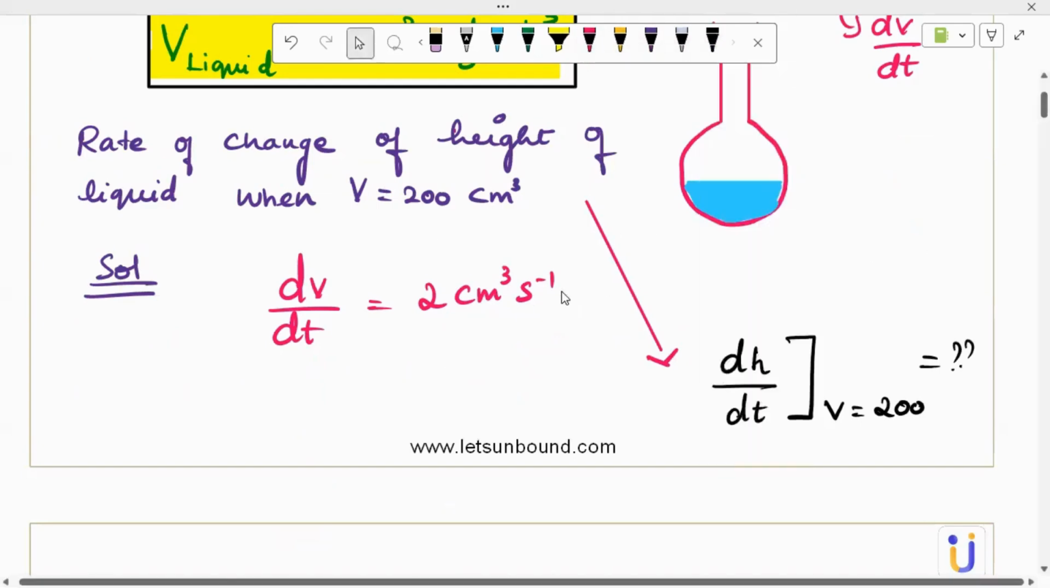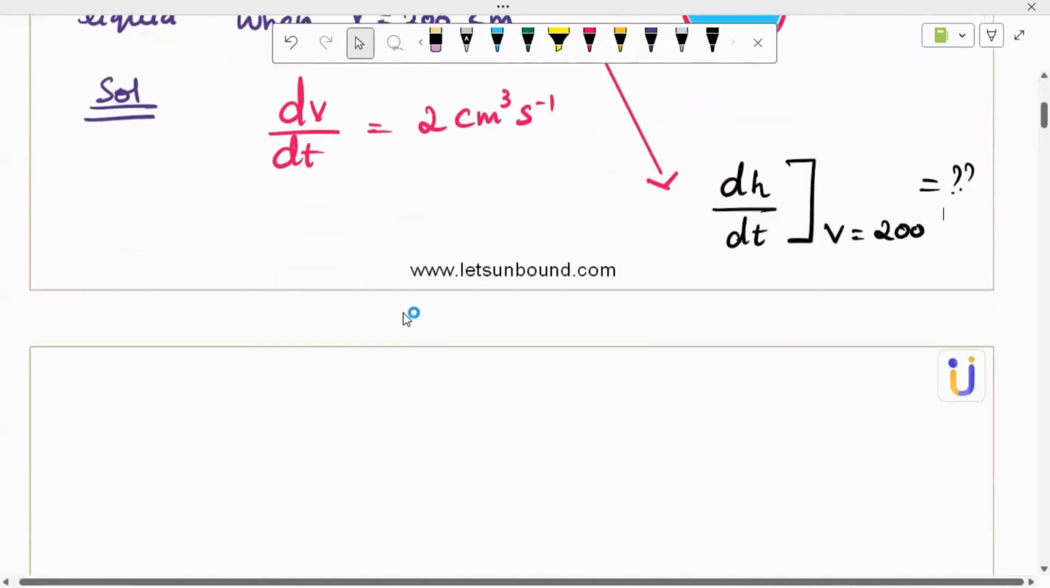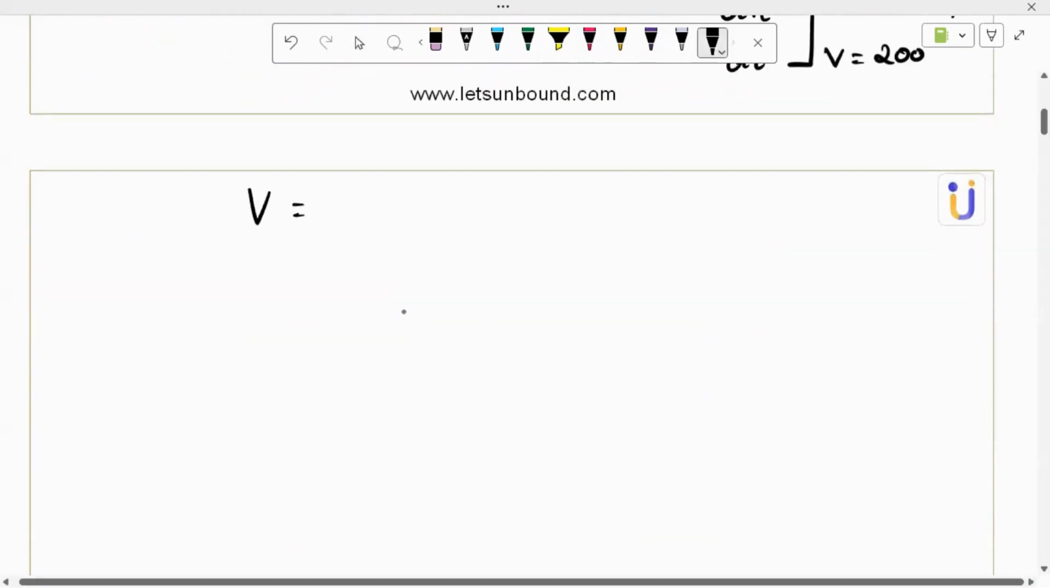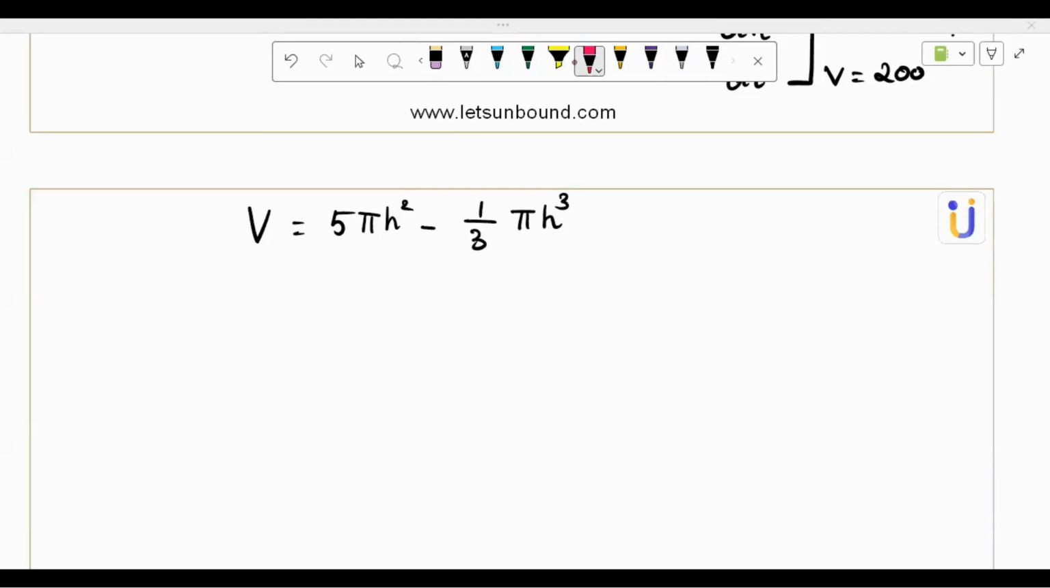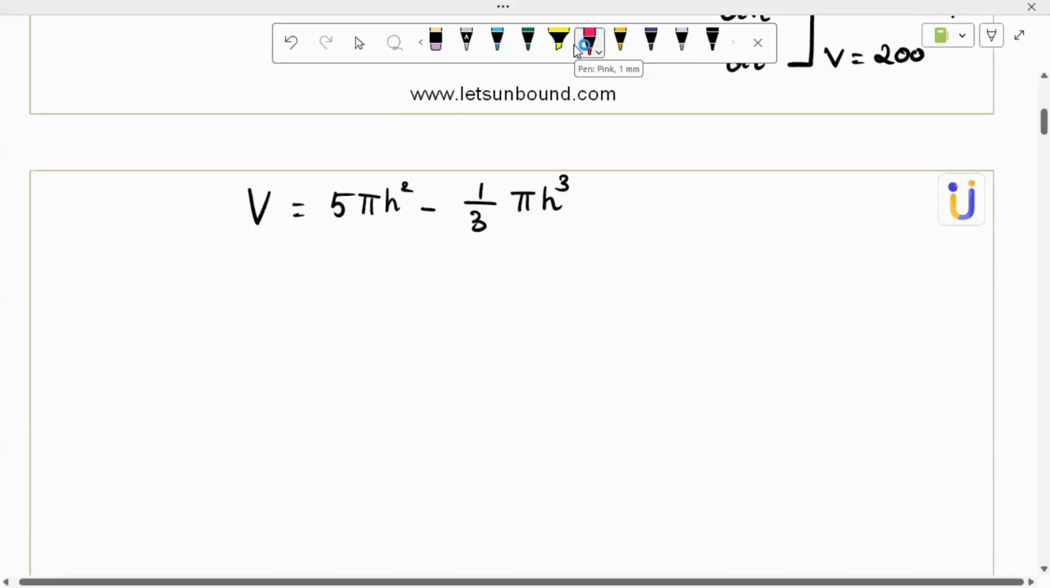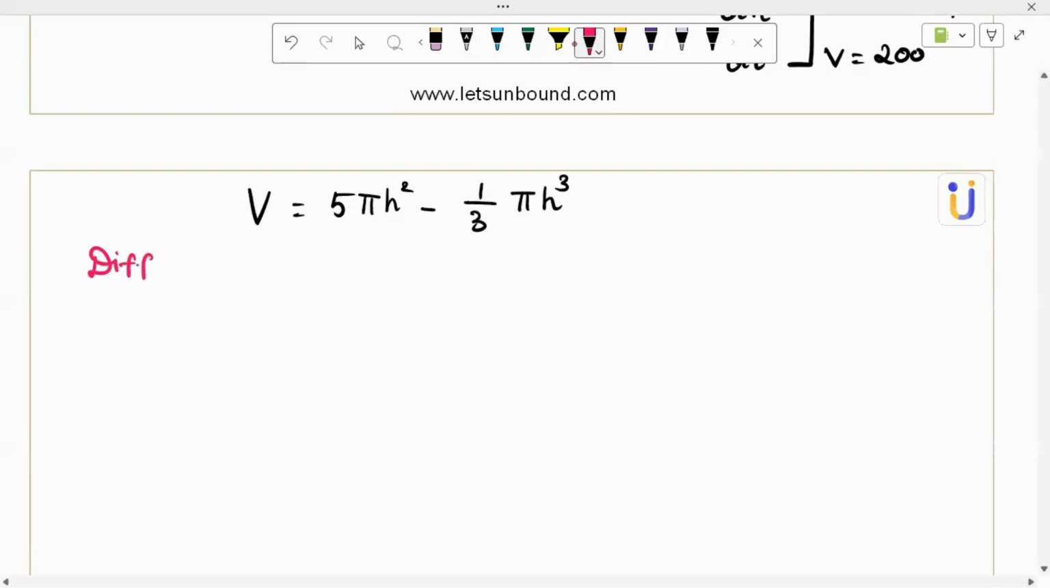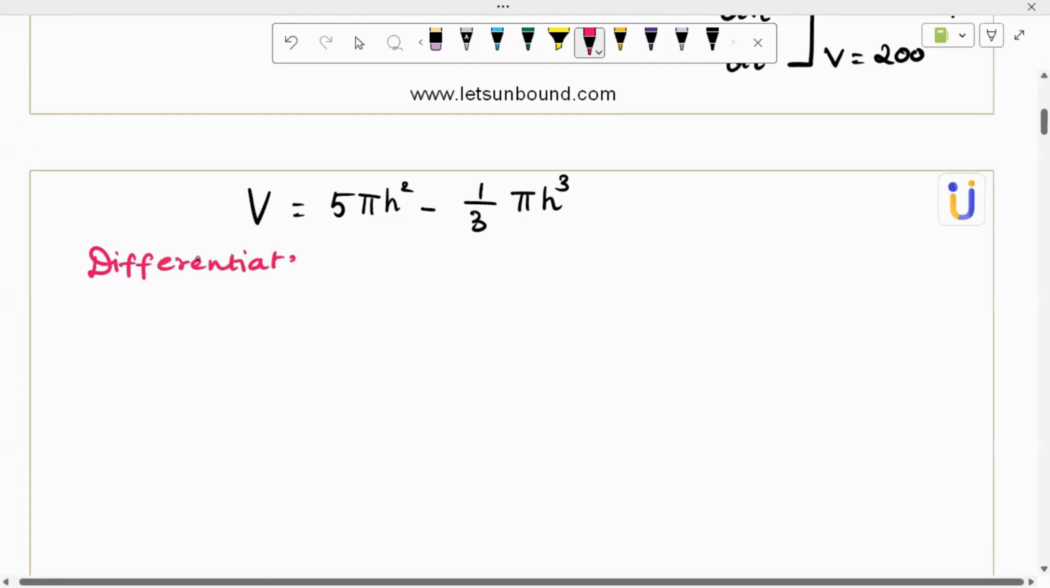But the height function is not given to us, right? The volume function is given. So let's start with volume, which is 5 pi h square minus 1 by 3 pi h cube. Let me differentiate with respect to t. V is made up of h, but I'm going to differentiate with respect to t. Apply implicit differentiation, because that is what we are dealing with. I want somehow dH by dt to be formed, and h is not given to us. So this is the only way.